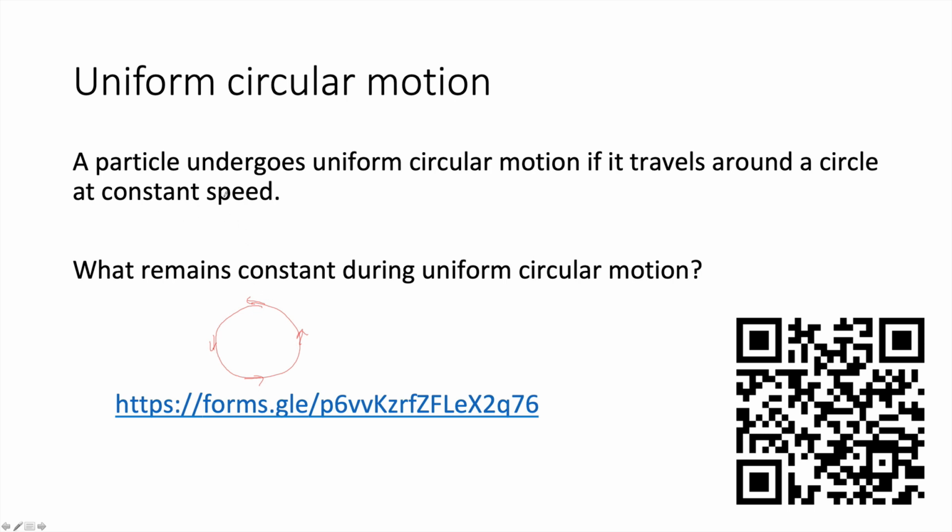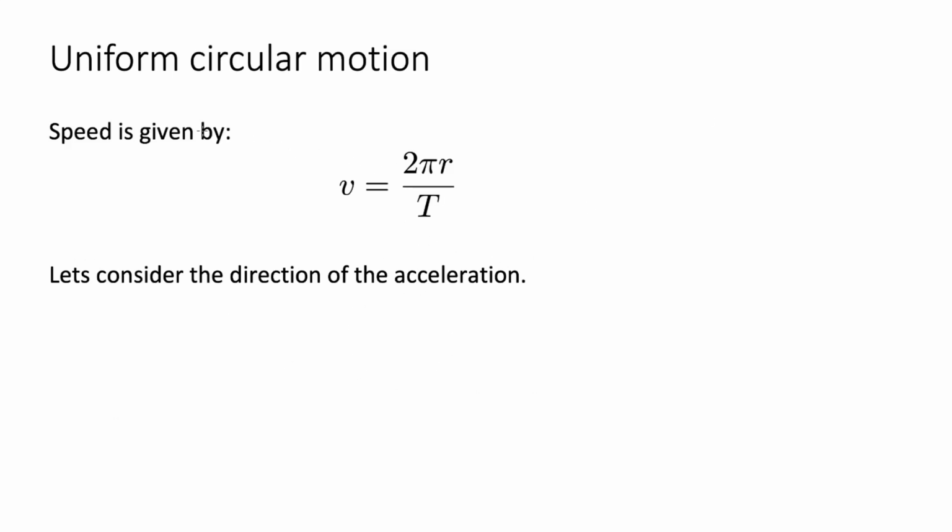And the other thing that we could choose was period, and the period does remain constant. If it's going at a constant speed and it's got a constant radius, then the time it takes to go once around the circle always remains the same. So when we're considering uniform circular motion, the speed is given by v = 2πr over T. This makes sense as this is the circumference, which, if something's going around a circle, is the total distance it travels, divided by the period, which is the time it takes to go once around.